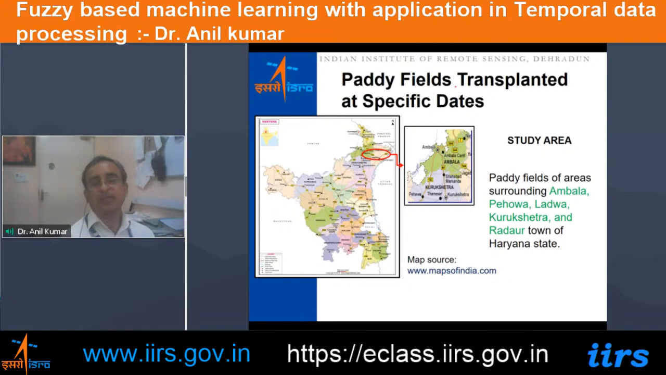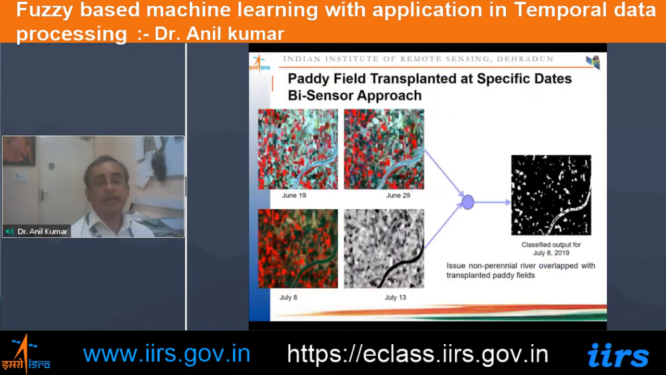The first case you can see, recently we have done it for mapping the transplanted paddy fields at a specific date. It is not just mapping transplanted paddy fields. We are trying to map, at a particular date, which fields have been transplanted. So we have experimented on a study area covering Ambala, Pehowa, Ladwa, Kurukshetra, and Radaur districts. Here you can see one example, one small subset.